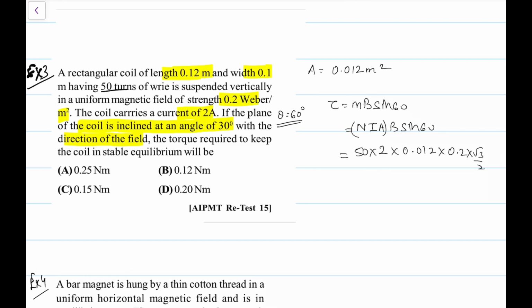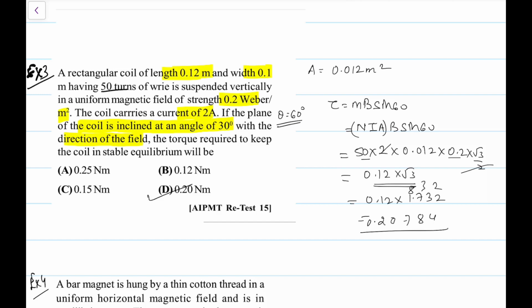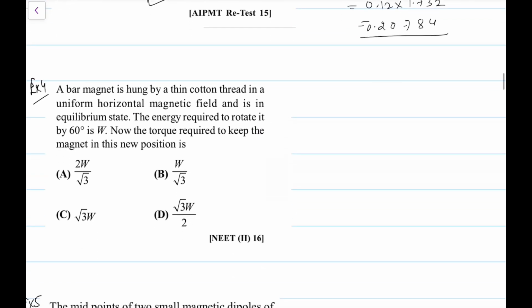So what we will now have, this 2 gets cancelled, 50 into 0.2, that would be 10, 10 into 0.012, that is 0.12 into root 3 that we will be getting. So 0.12 into root 3, that would be 0.12 into 1.732, so 12 2s are 24, 12 3s are 36, 10 2 38, 12 7s are 84, 12 1s are 12, and that is 20, so it is 0.207. So I'll go for 0.20 newton meter, that would be the most appropriate out of all the choices.